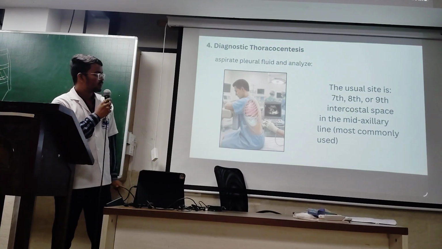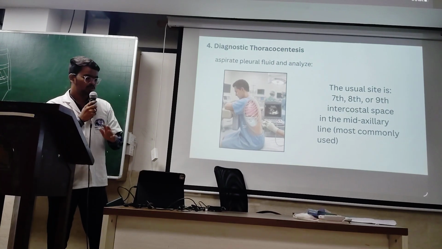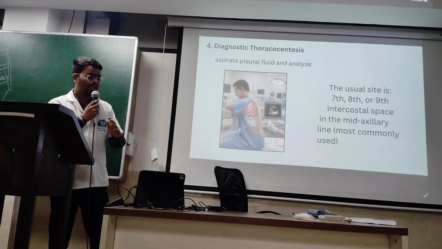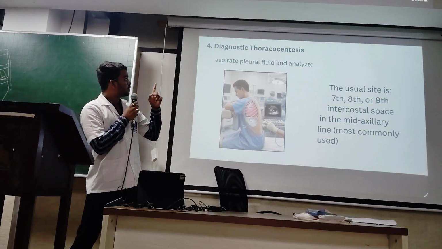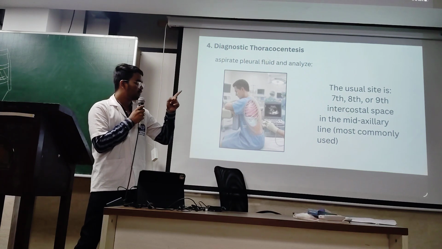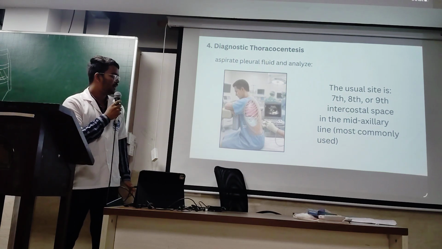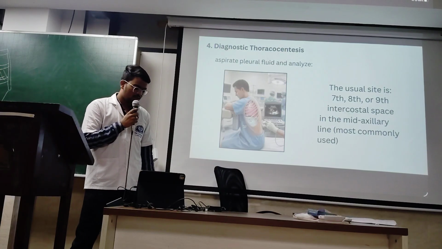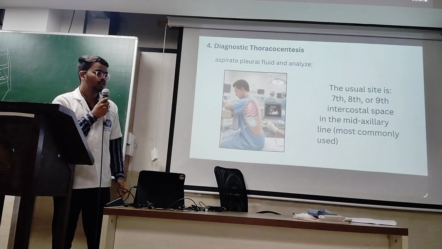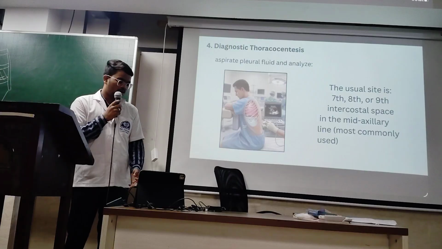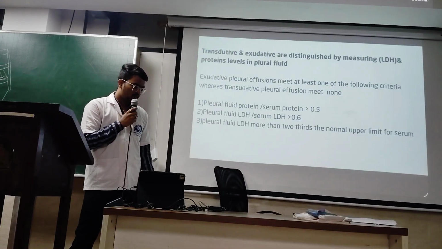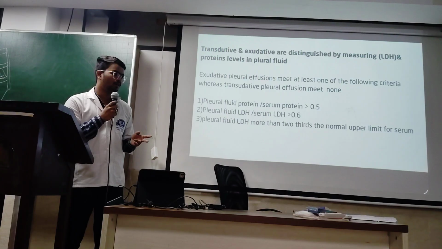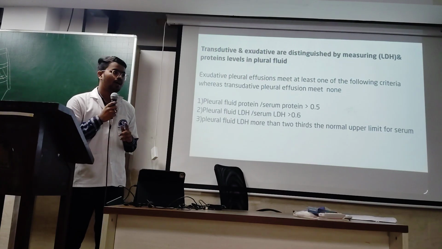So, what is thoracocentesis? It is the procedure by which we aspirate the pleural fluid and analyze it for diagnosis. The probable site for thoracocentesis is the 7th, 8th and 9th intercostal space in the mid-axillary line. After thoracocentesis, we come across the various components of the pleural fluid, and depending on that, we can distinguish between the two types of pleural effusion, as mentioned by my colleague Atul Shinde.